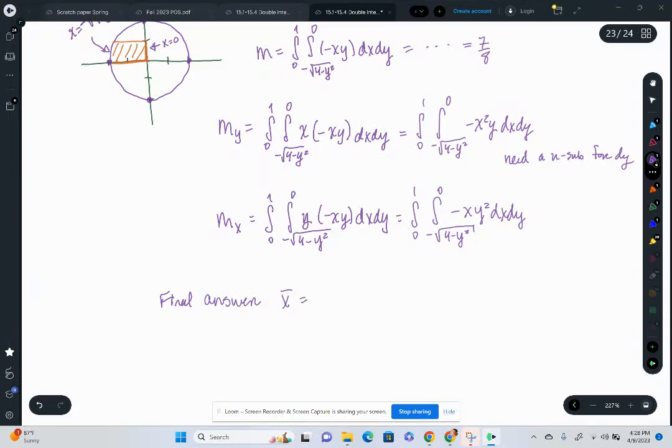x bar will be equal to m sub y divided by m. And since m will end up being 7/8, that means we're going to get 8/7 times m sub y, whatever that ends up being. And y bar will be m sub x over m, which will be again 8/7, but now times m sub x.